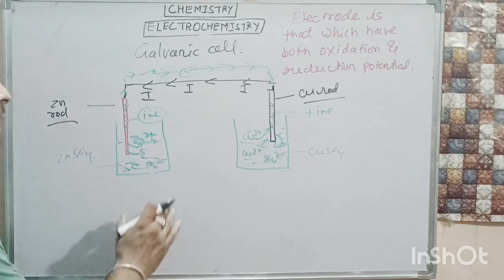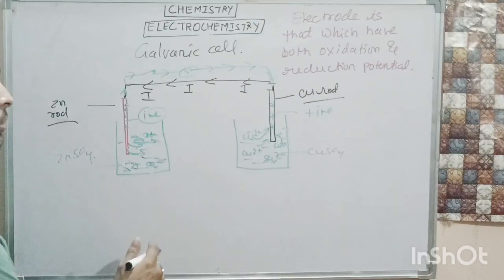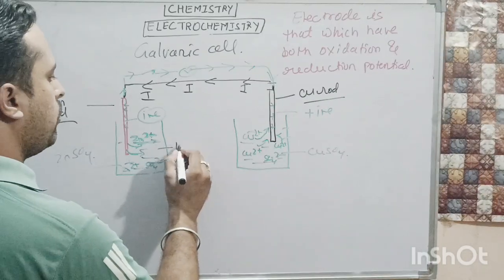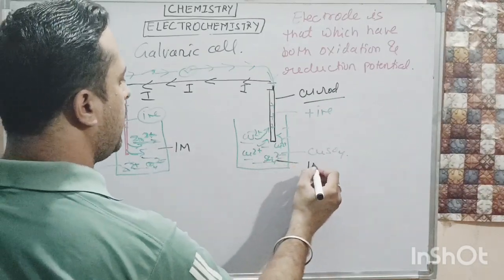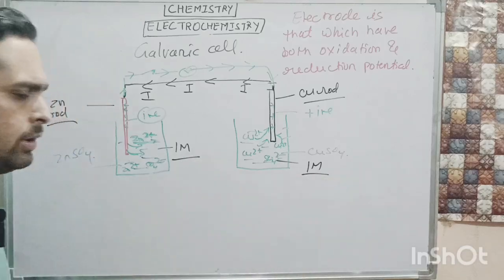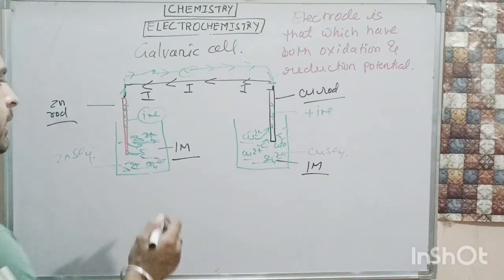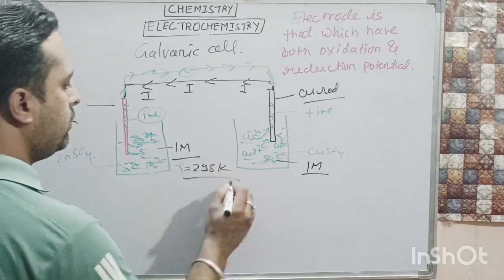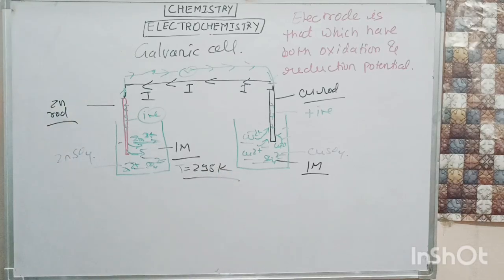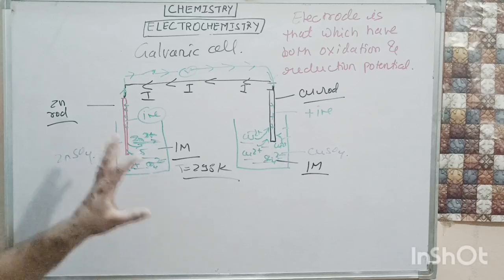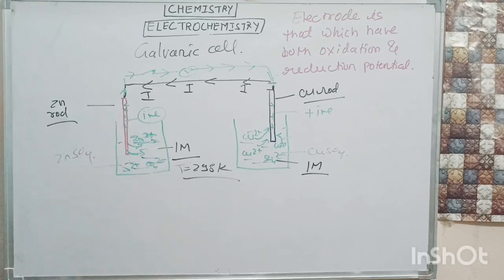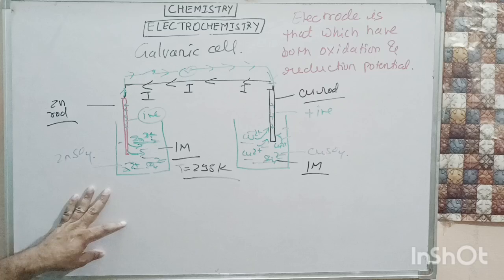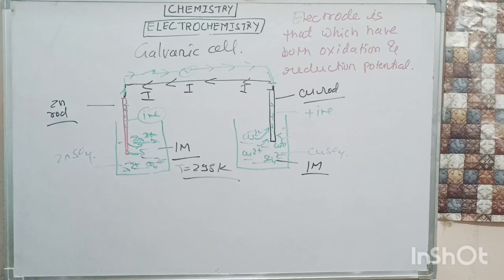Here both the solutions are of 1 molar concentration, this is 1 molar and this is also 1 molar, at 298 Kelvin temperature. All these are called standard conditions for a particular cell. So this is all about the galvanic cell.